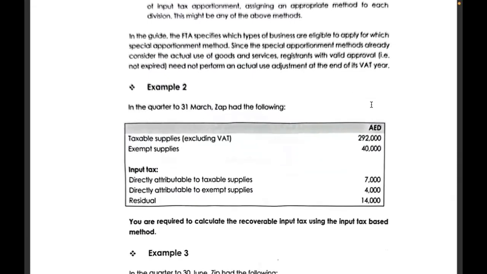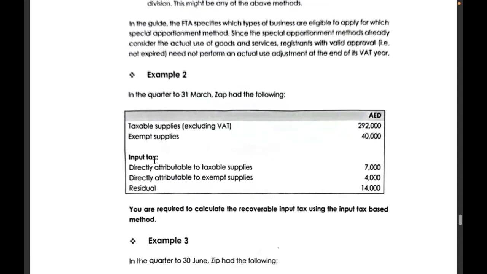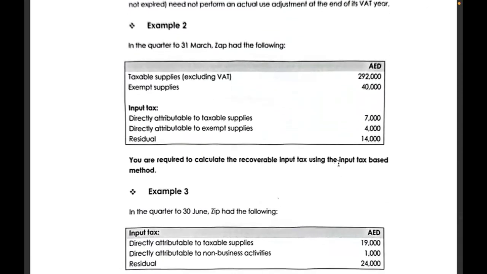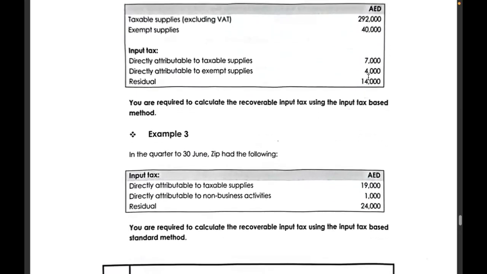So let's have a look at example two. In the quarter to 31st March, that means January, February, March, ZAP had the following. Taxable supplies excluding VAT were 292K, and then there were exempt supplies as well. Input tax directly attributable to taxable supplies was 7,000. Directly attributable to exempt supplies was 4,000. And then there was a residual input VAT, which was 14,000. You are required to calculate the recoverable input tax using the input tax based method. So that's the standard method. That would be an easier calculation. We'll take simply the ratio of these: taxable supply input tax 7,000 divided by 7,000 plus 4,000. That will be the ratio. That ratio we will apply on the 14,000, and it will give us the amount of recoverable input tax which was lying inside this residual input tax.